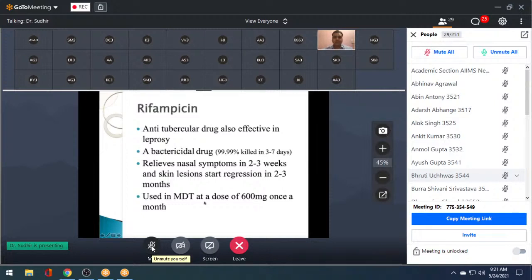It is used in MDT. It is not used as a single drug in leprosy treatment. Diseases like leprosy, tuberculosis, and malaria should be treated with multiple drugs, not only a single drug, because of the concern of drug resistance. So it is used in MDT at a dose of 600 milligram once a month. In tuberculosis, it is used on a daily basis, but here it has to be used once a month.